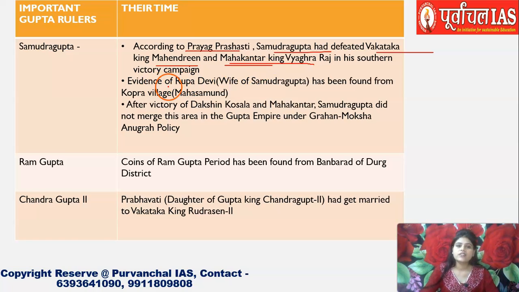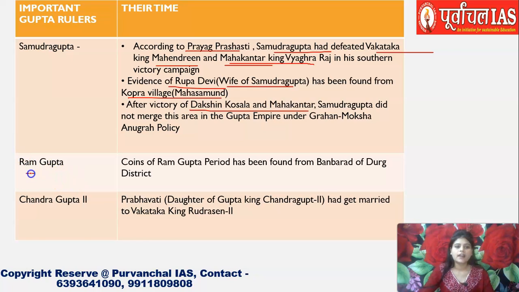Also, evidence of Rupa Devi, the wife of Samudragupta, is being found from Kopra village, Mahasamud. That means Rupa Devi might have spent some time at this place, Mahasamud, Kopra village. After the victory over Dakshin Kaushal and Mahakantar, in which Samudragupta defeated these two kings, he did not merge this area into the Gupta Empire under his Grahan Moksha Anugrah policy. So in spite of winning the battle, he did not include this area of Vakataka and Mahakantar in his region. So they ruled from their own regions.